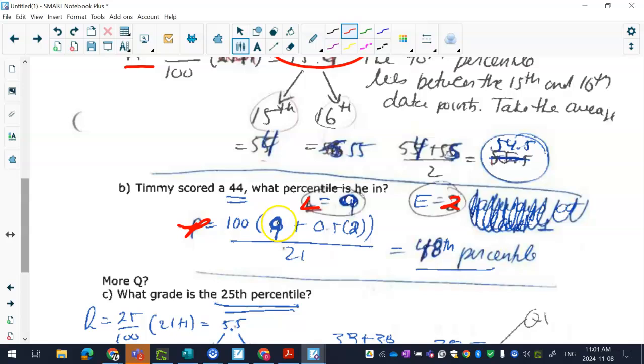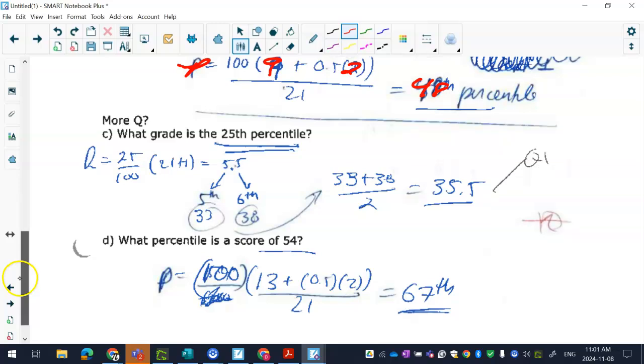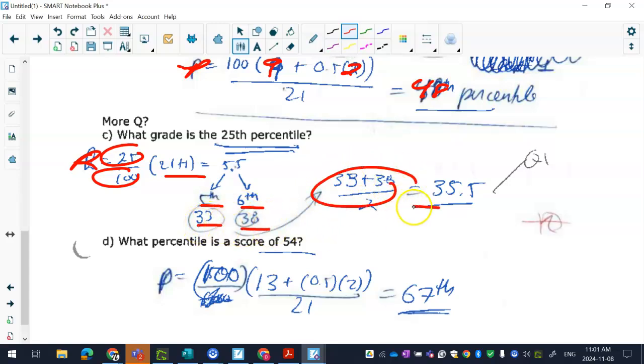Okay, so 9 people's scores are lower, 2 scores are equal. Throw that into the formula and you get the 48th percentile. Okay, let's go and get a score in the 25th percentile. So when you do that, this is the same thing. We're looking at R equals 25 over 100 times N plus 1, 20 plus 1. You end up between the 5th and the 6th data point. That's 33 and 38. The average of 33 and 38 is 35.5.